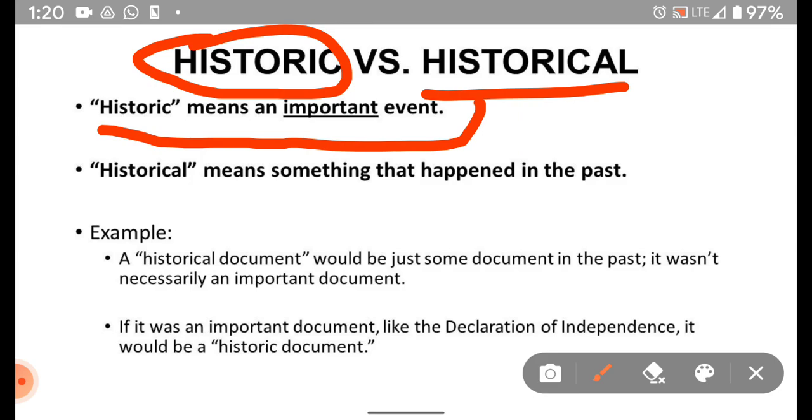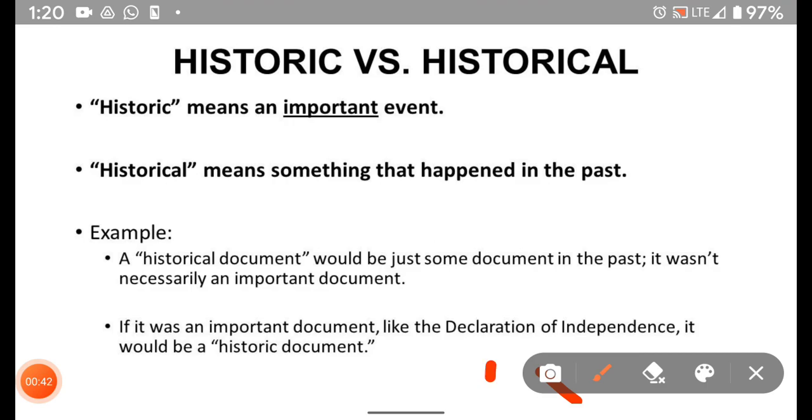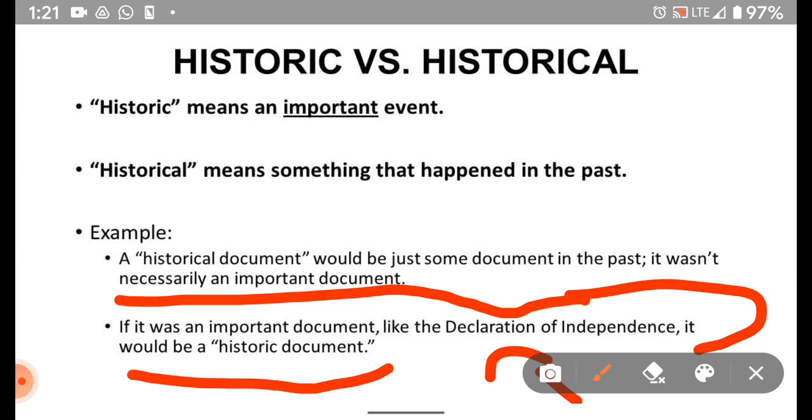For example, if we talk about the US Declaration of Independence, here's the example. If it was an important event, or I mean historic event, it would be like the Declaration of Independence. That was a historic document, okay. Or you could say that the coming event would be a historic event.